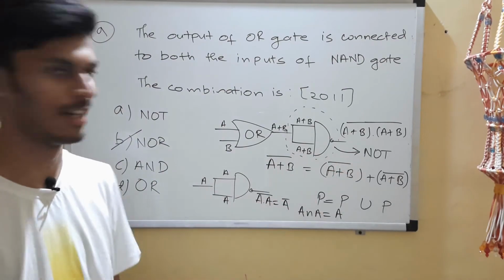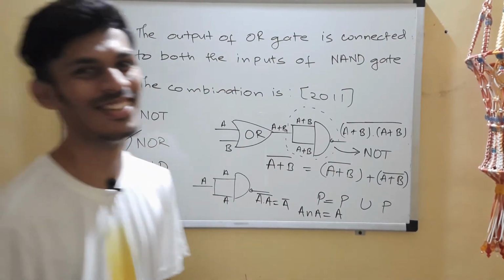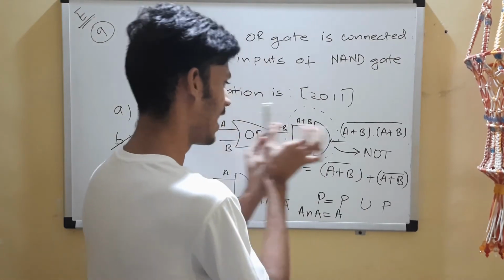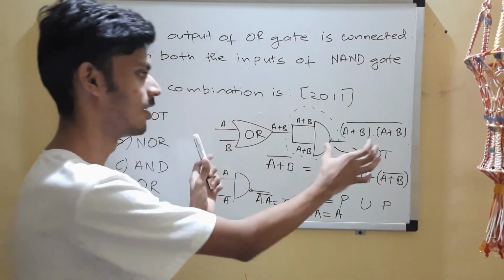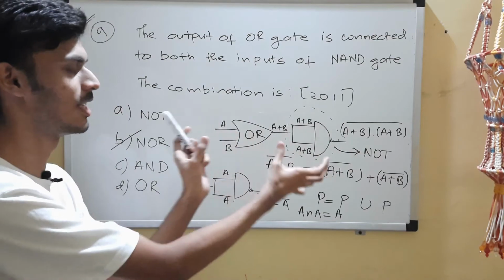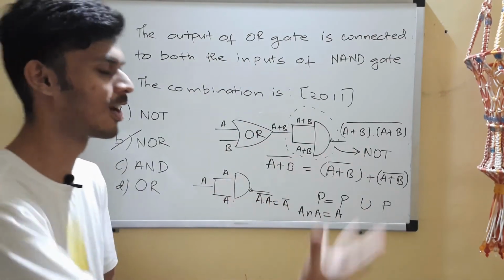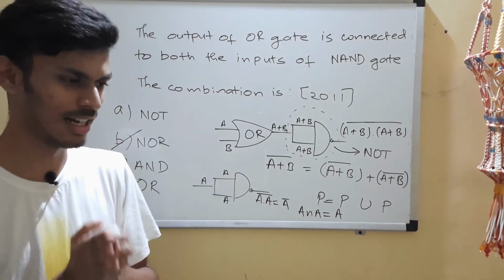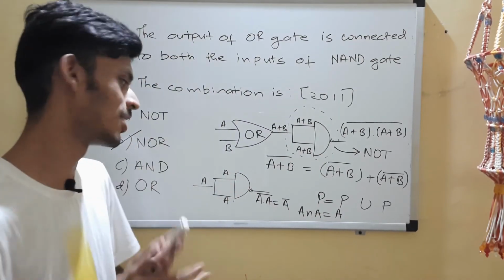OR gate, NOT gate, NOR gate. Okay, not soup. NOR: you have an OR gate and a NOT gate, so this combination will be a NOR gate. Now remember that this is not a NAND gate, it is a NOT gate. Okay, we'll use it in the next question.